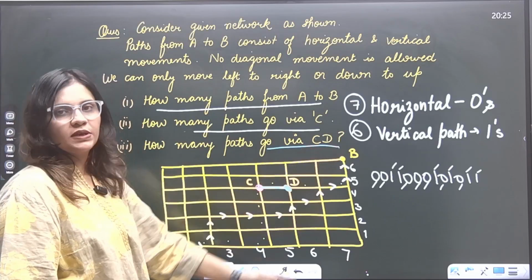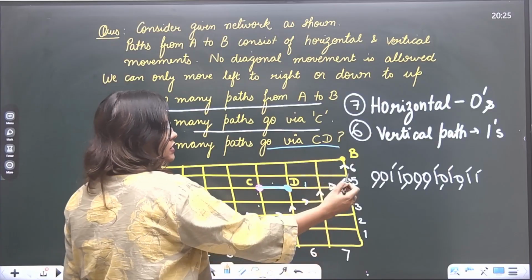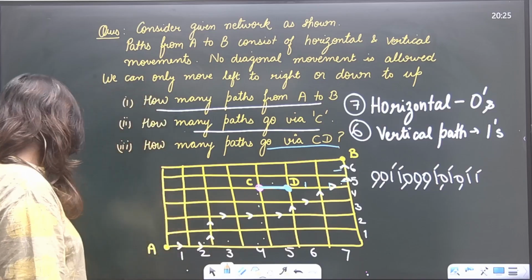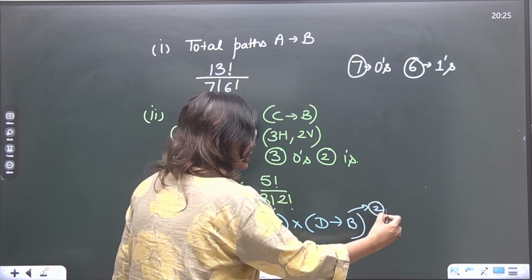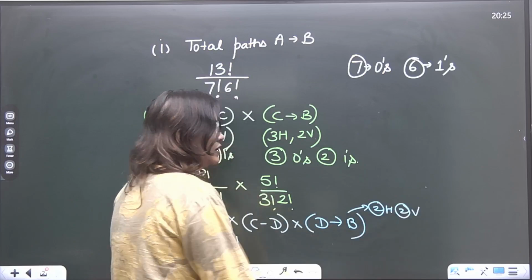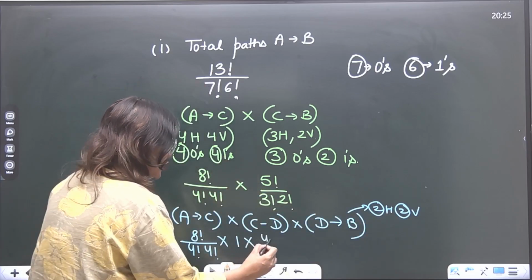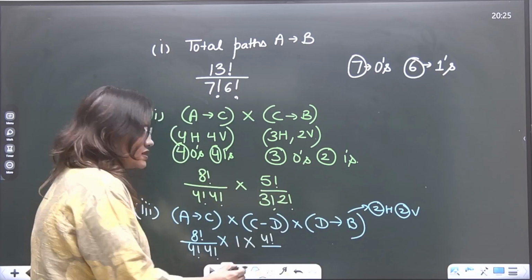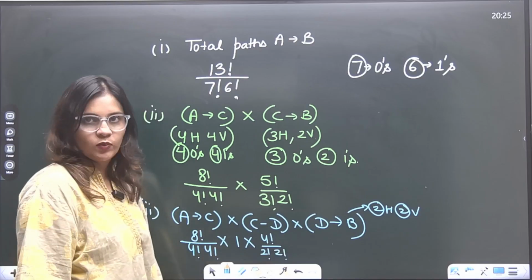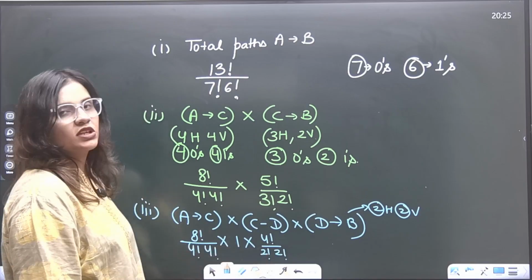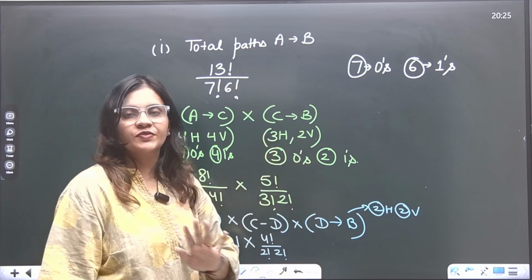And from D to B, let's check the horizontal path. 1, 2, 2 horizontal and 2 vertical. So in D to B, 2 horizontal and 2 vertical. That means we have to arrange 4 numbers, 4 factorial, in which 2 are zeros, 2 are same, and another 2 are same, 1, 1, right? So this is the total number of paths from A to B via CD.